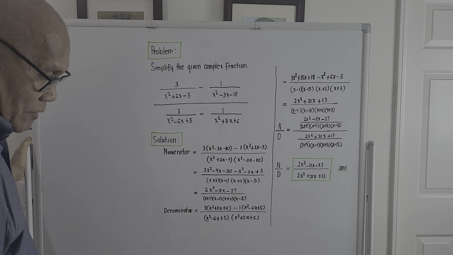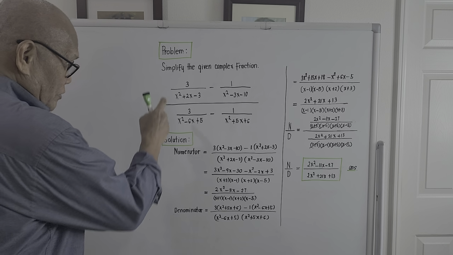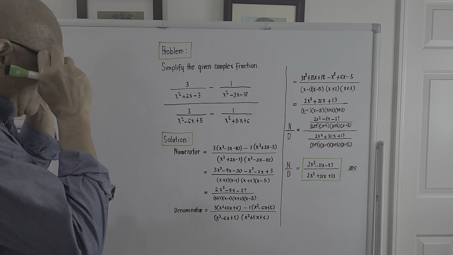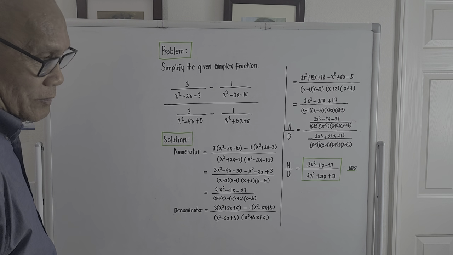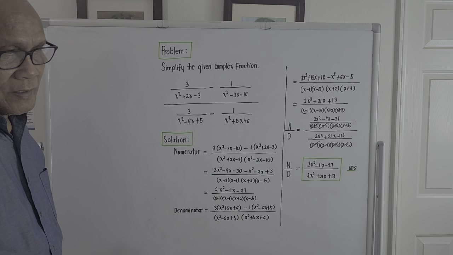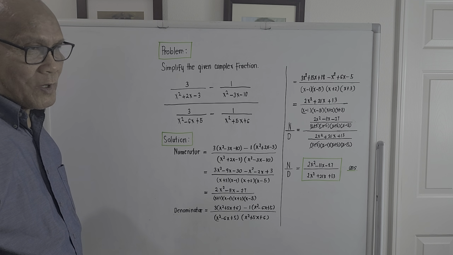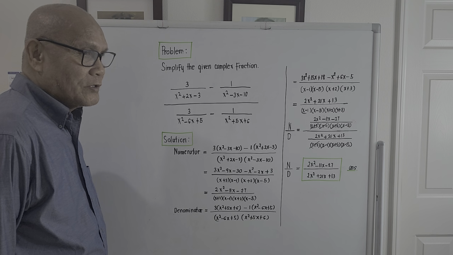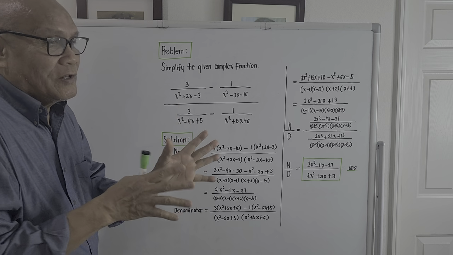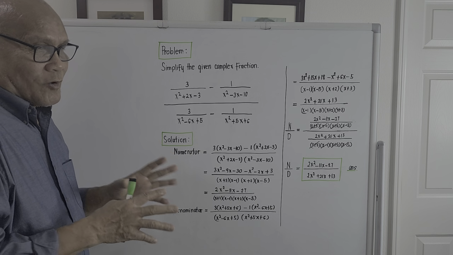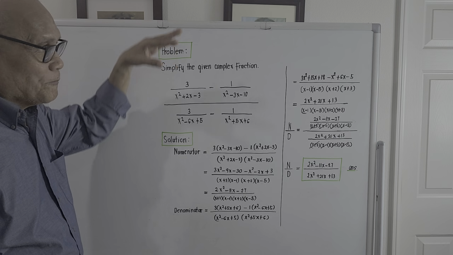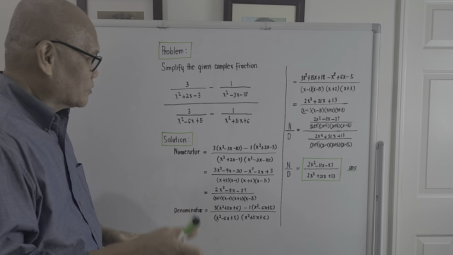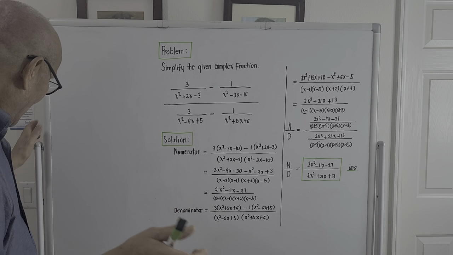We are given the problem here. The problem says simplify the given complex fraction. A complex fraction is, by definition, one whose numerator is a fraction, and whose denominator is still a fraction. That's why it is a complex fraction, meaning a fraction all over a fraction is termed a so-called complex fraction. Okay, the given complex fraction is this one.